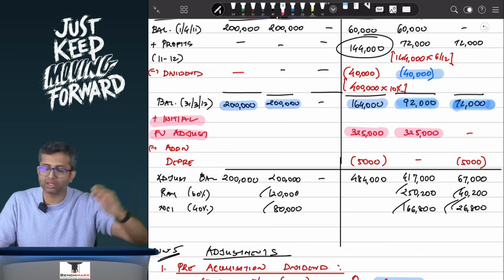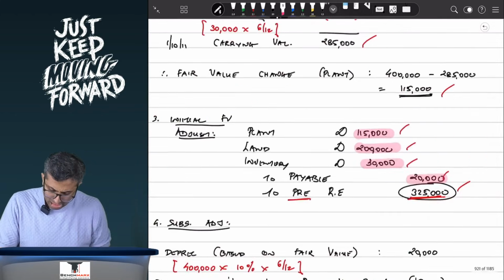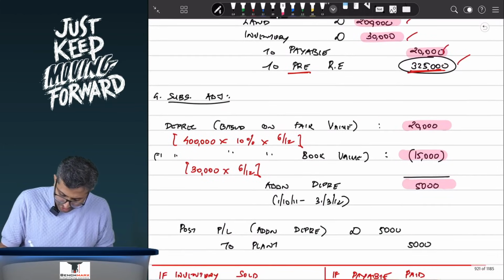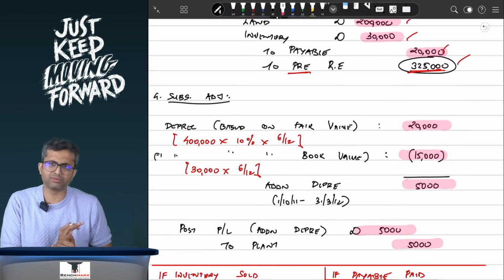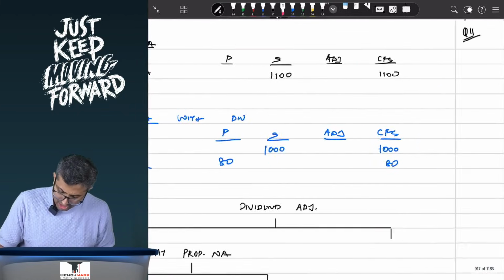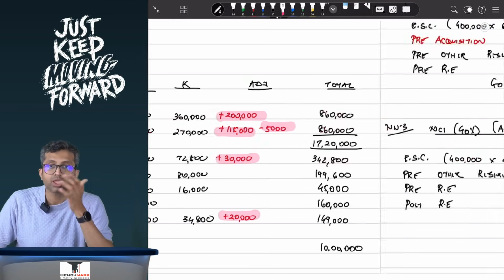So you will debit the post-acquisition profit and loss by 5,000, and you will credit the plant and machinery by 5,000. So your entry over here will be, so this is 20 minus 15, that is 5,000. Post P&L account debit 5,000. To, let us say, plant and machinery 5,000. And if I show these workings over here, post P&L 5,000 is reduced, and in the plant and machinery as well, another 5,000 is reduced. So that is perfect. Now what next?